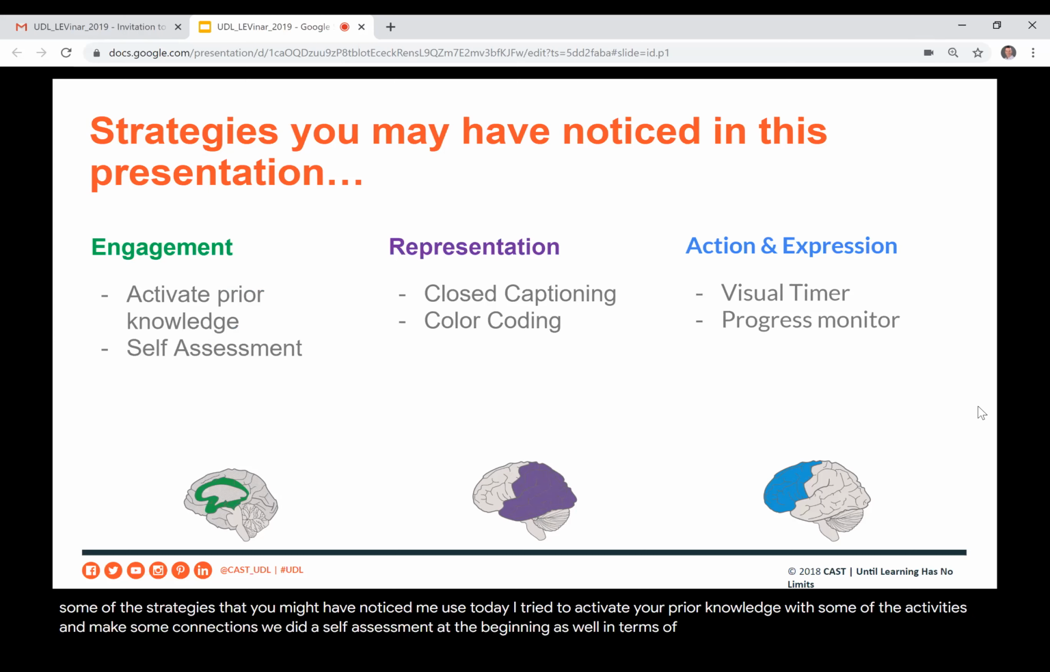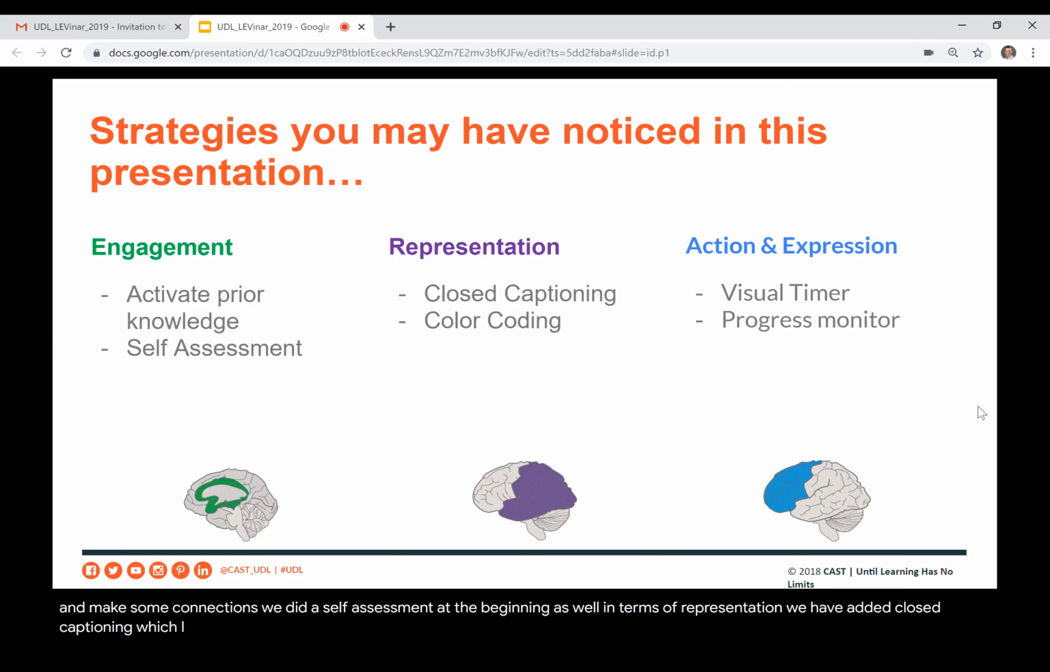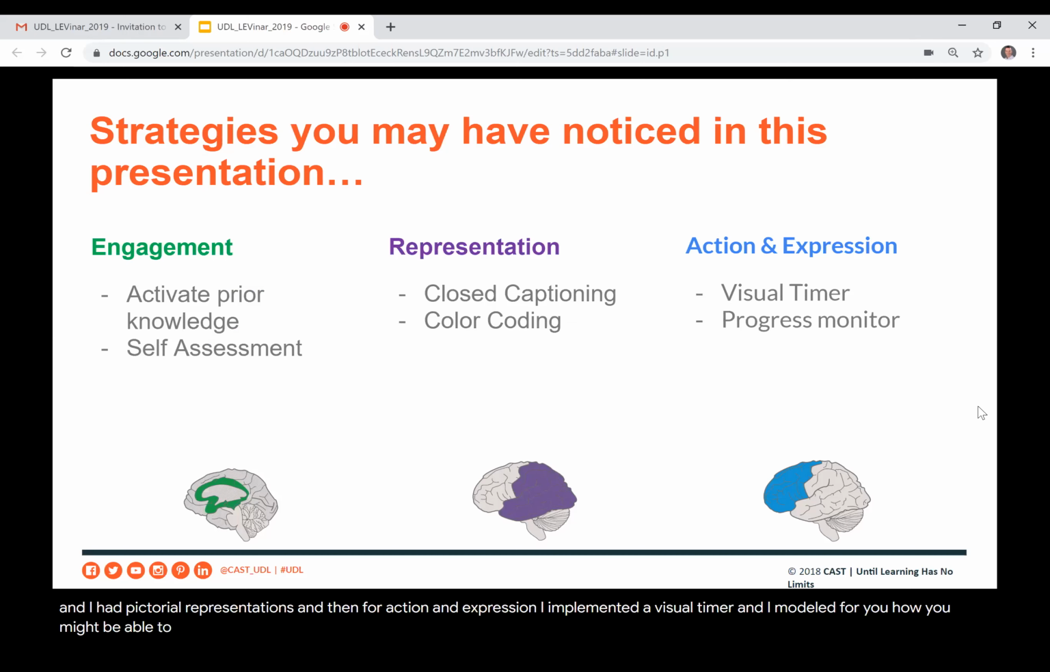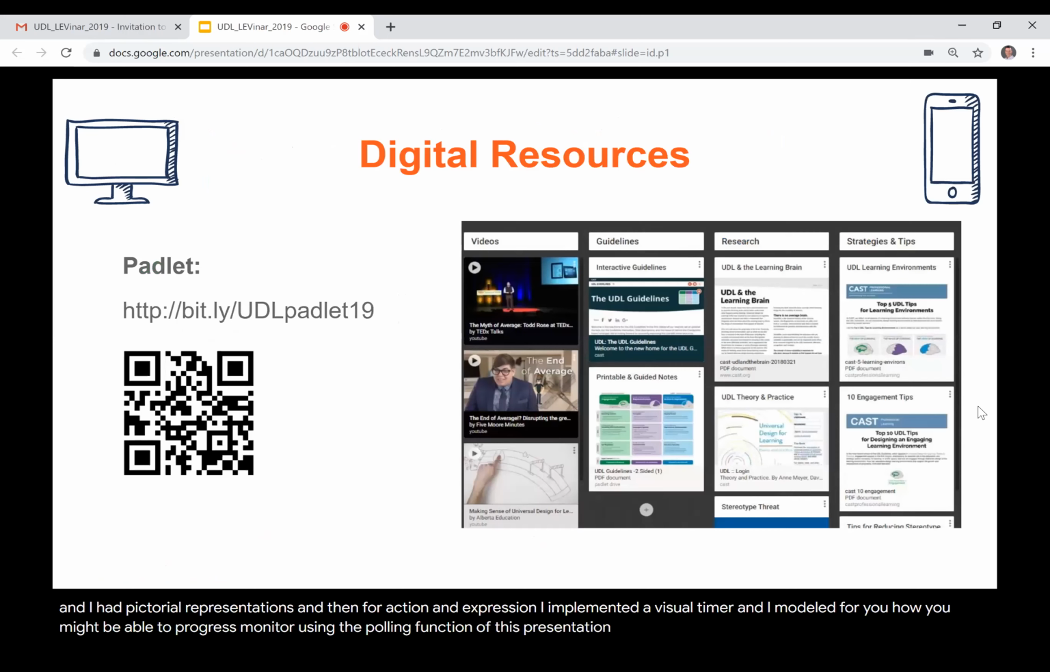In terms of representation, we have added closed captioning, which I meant to turn on at the beginning of the presentation, but I was a little bit frazzled. And then I also tried to color code, and I had pictorial representations. And then for action and expression, I implemented a visual timer, and I modeled for you how you might be able to progress monitor using the polling function of this presentation.